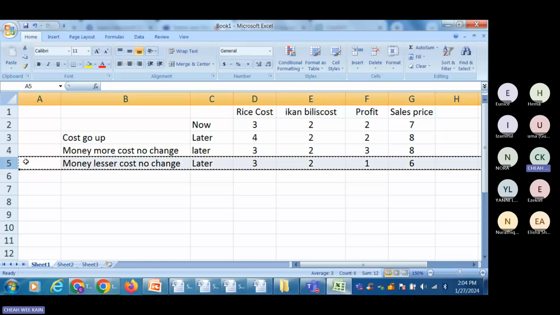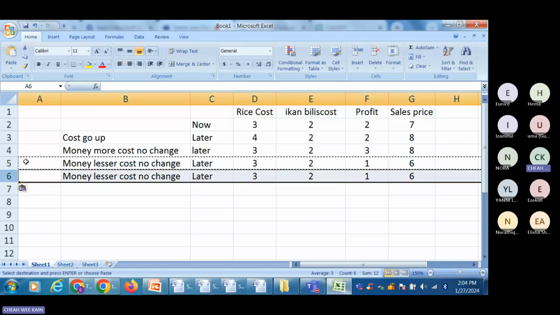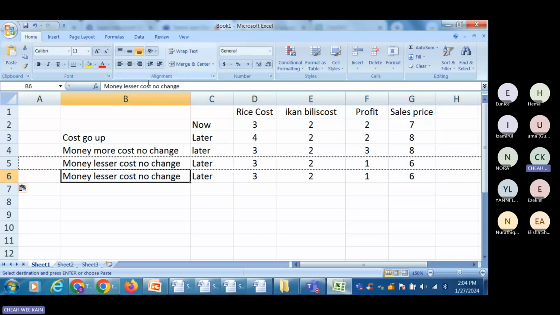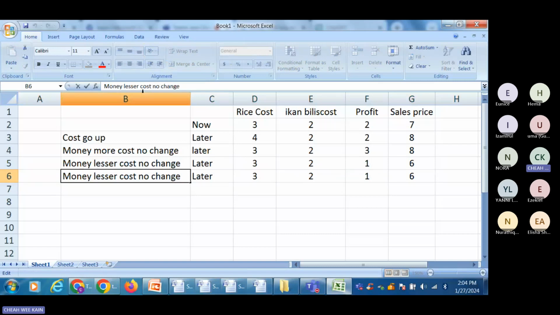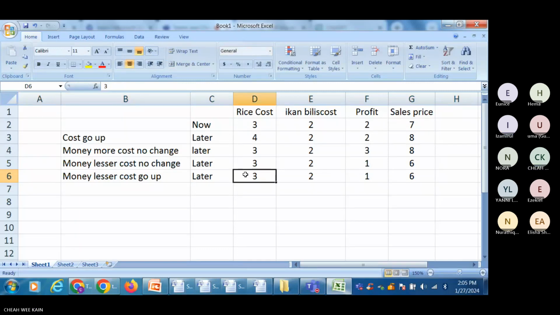Now let's look at it. Now the money is lesser, costs go up. So now money lesser, costs go up. 4, you can't believe, now becomes 3. Now money less, you must still sell at 6. So this must be a minus 1. You will have a loss, you cannot do business. That's why you can see right now, money is lesser, cost goes up. Many companies go bankrupt. Very simple.